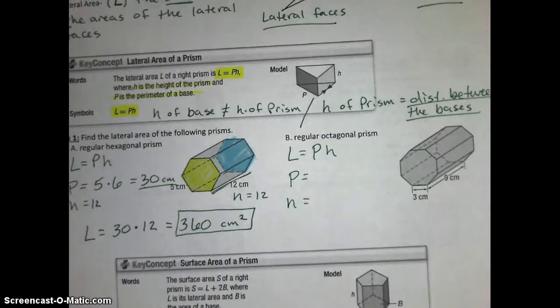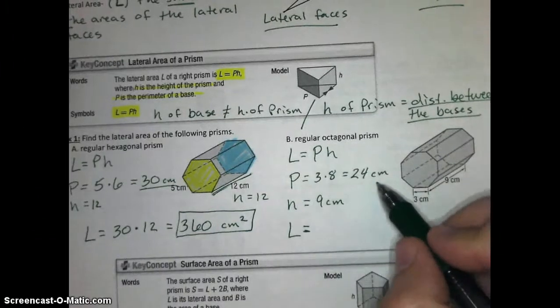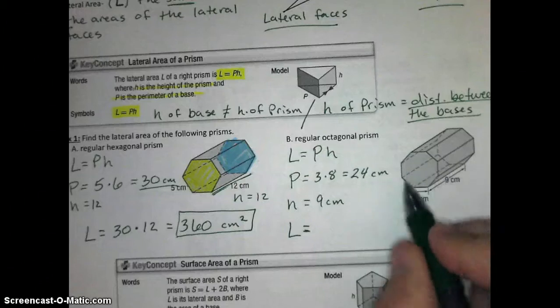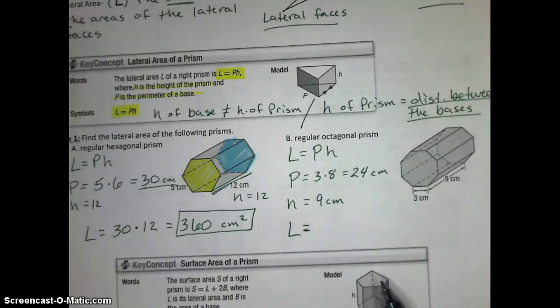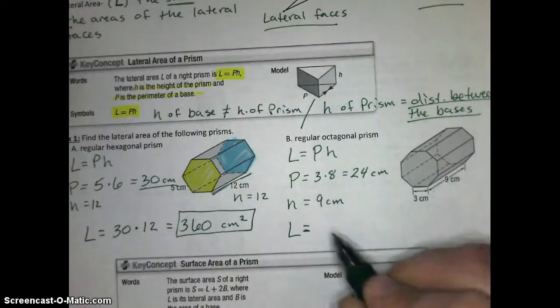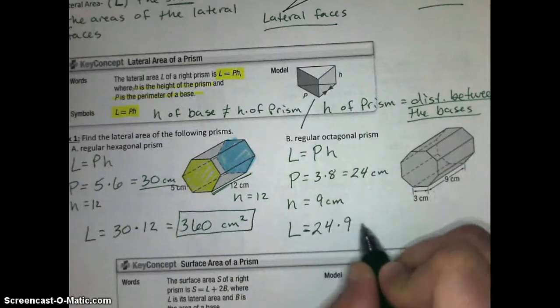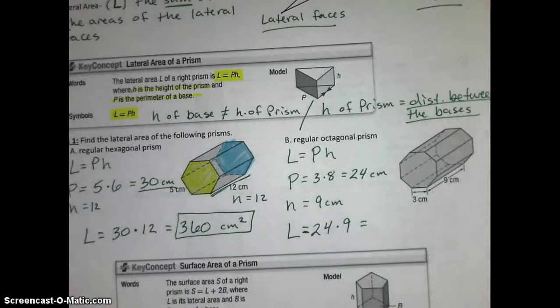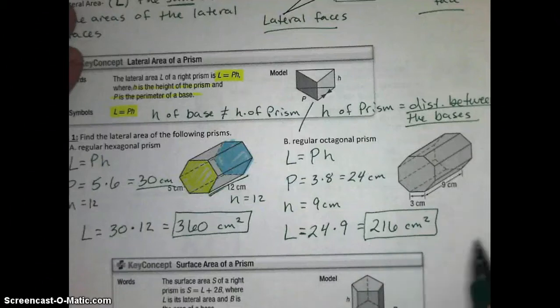Alright, if you've had enough time, this is what we should get for our answer. The perimeter is 24 centimeters because each of the 8 sides of your octagon is 3. 3 times 8 equals 24. The height of your prism is the distance from one base to the other, which is 9 centimeters. So when I plug those into my lateral area formula, perimeter times height, I get 216 square centimeters. Hopefully that's the answer you got.